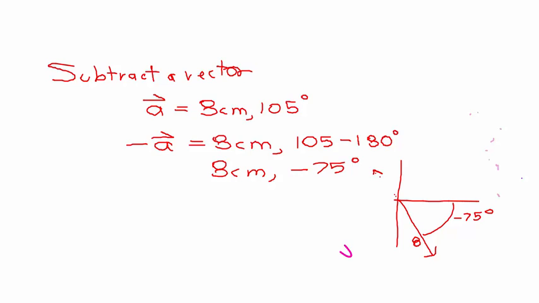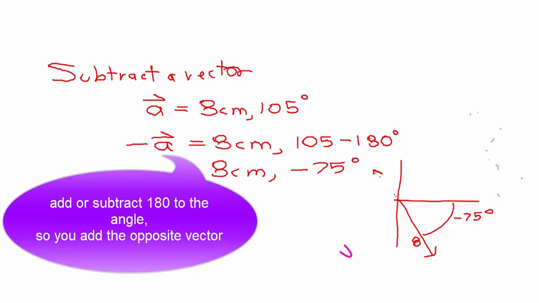When we subtract a vector, the only thing that changes is the direction, and it changes by exactly 180 degrees. So you can add or subtract 180 degrees depending on what number you have. Usually you're going to be subtracting 180, but both of them will get you to the other end of the circle, and the magnitude does not change.